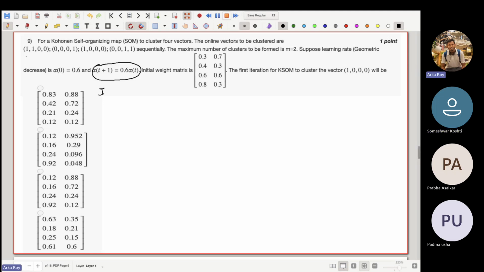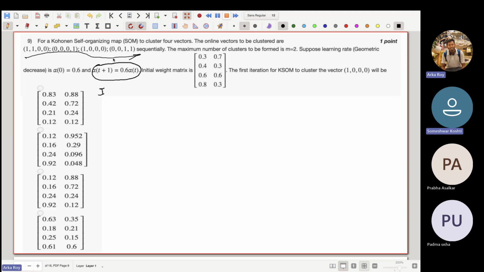You have sequentially fed all these, right? Just three of them, because I already got the answer, so the fourth one is not required. Only after the third am I getting the answer which matches with the second option. And that is what is being asked here: the first iteration, k-som to cluster vector 1000, which is third.